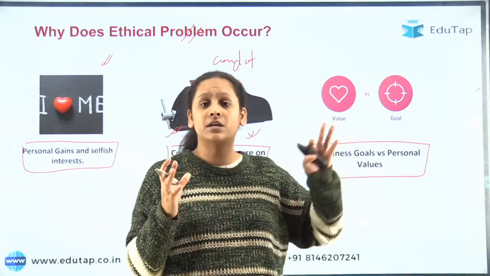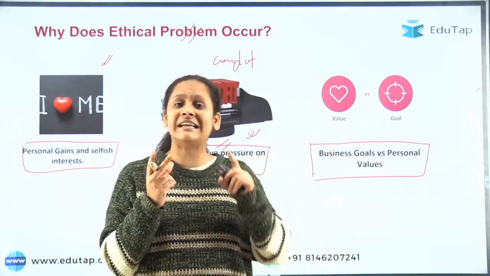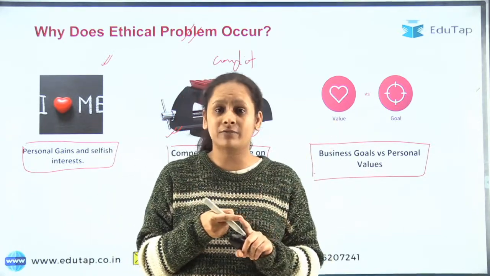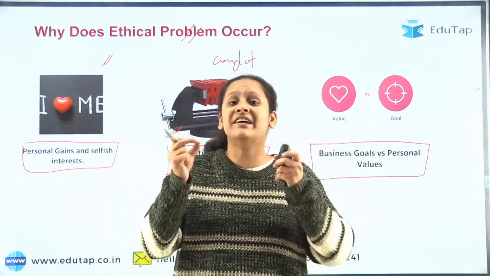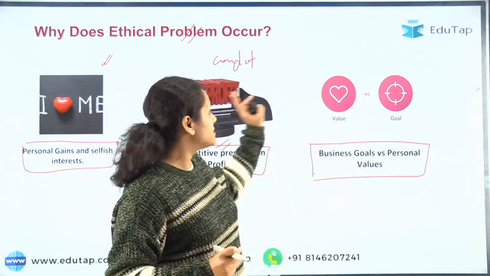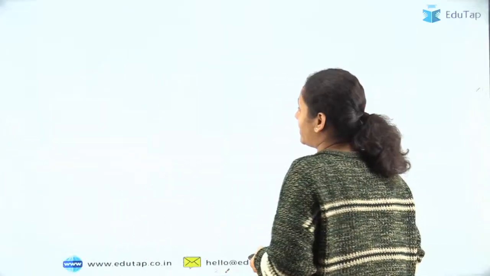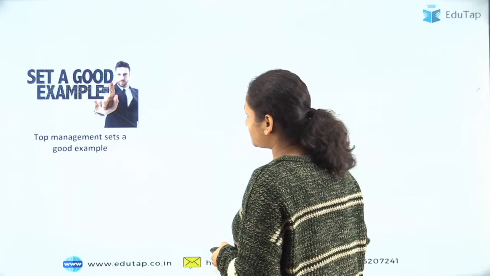And whenever there is a conflict, what happens? Firstly, it affects the overall process of the work, and eventually the company as a whole gets a bad reputation. So this is the third reason. Now let's move ahead and understand the next reason.